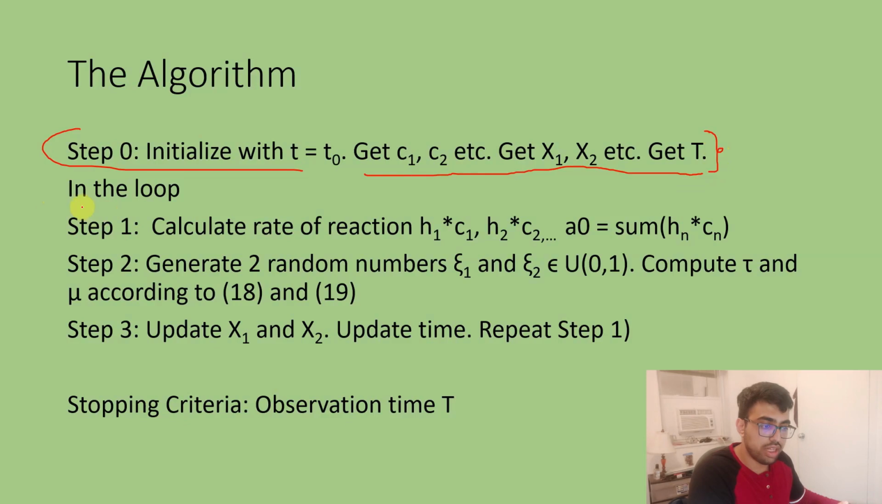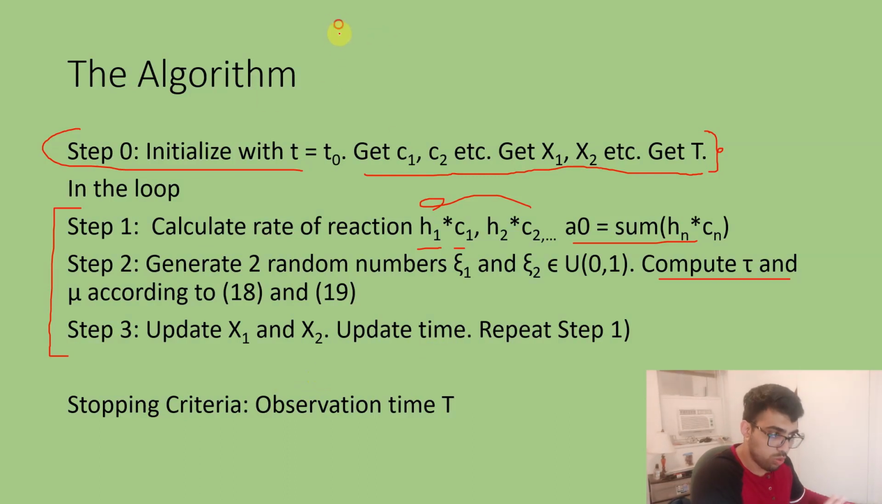And in the loop, we have 3 steps. So the first step is to calculate the rate of the reaction, h1 into c1, h2 into c2, and all these conventions are from the first video. So h1 basically represents the number of ways a collision can take place for a particular reaction. And we define a naught as the sum of all these terms, all the rates of the reactions. All right, and step 2, we have to generate two random numbers, epsilon 1 and epsilon 2, which belong to a uniform distribution, and we compute tau and mu according to the aforementioned equations 18 and 19. And then, as step 3, we update the state of the system x1 and x2 and update time.